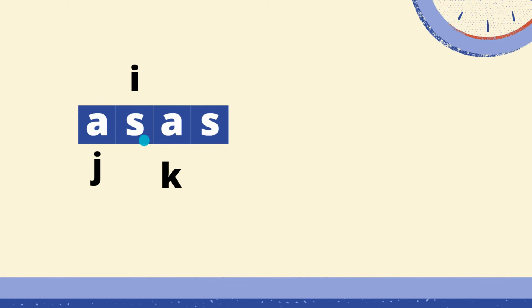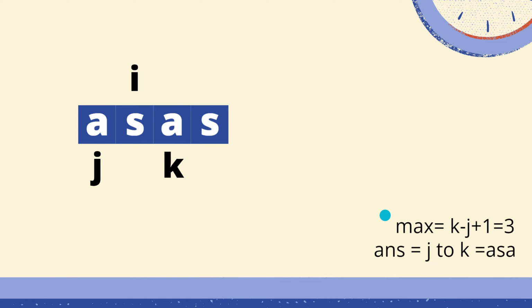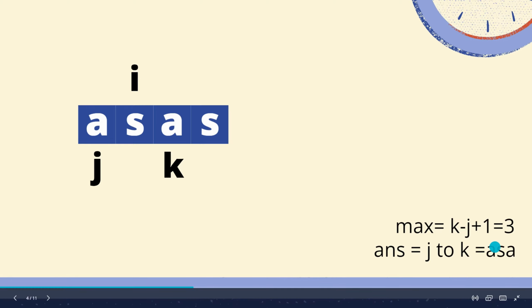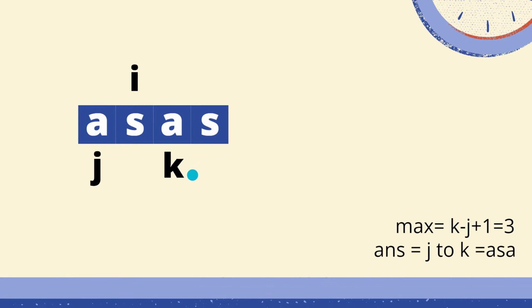We can see that the elements at the ith position and its next position are not equal, so we will put j and k as I. Then j will decrement to the 0th index and k will increment to the second index. Then we will check if both are the same, then we will again decrement j and increment k. Our j is at -1, so we can't compare that index with the fourth index. So now we will store max as k minus j plus 1, that is 3, which is the length of the substring, and the substring is j to k, that is ASA. So the longest palindromic substring for this string is going to be ASA.